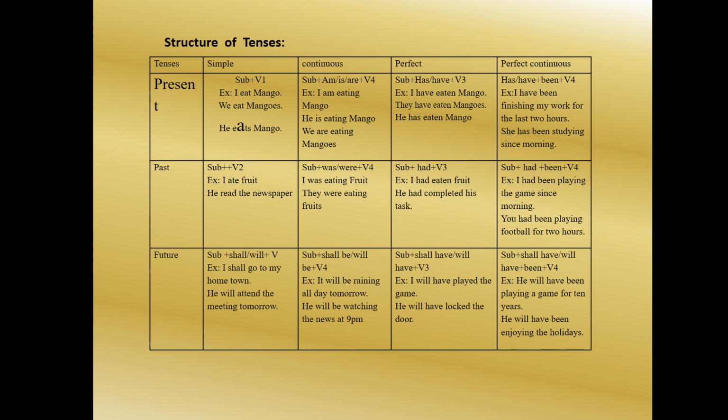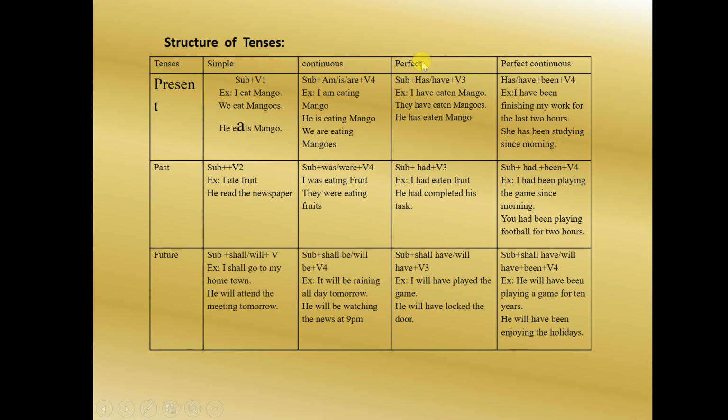Now, how to write the structure of tenses in present simple, present continuous, present perfect, and present perfect continuous. So, what is the structure of simple present? Subject plus V1. Example, I eat mango. Based on this, we can write for different persons of simple present. In continuous, what is the structure? Subject plus am or is or are plus V4. V4 represents the present participle. So, I am eating mango.